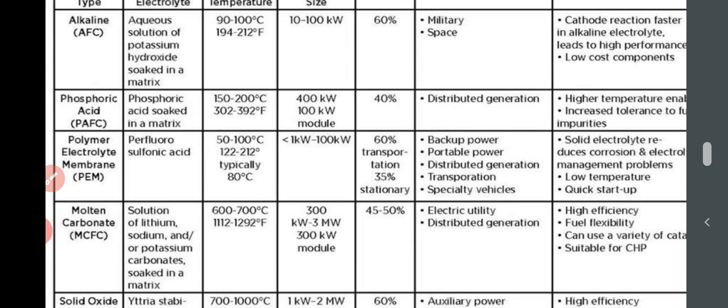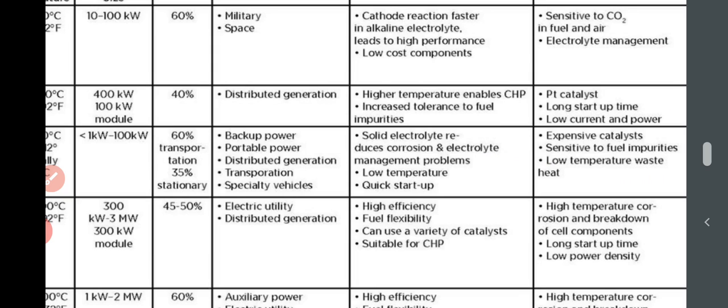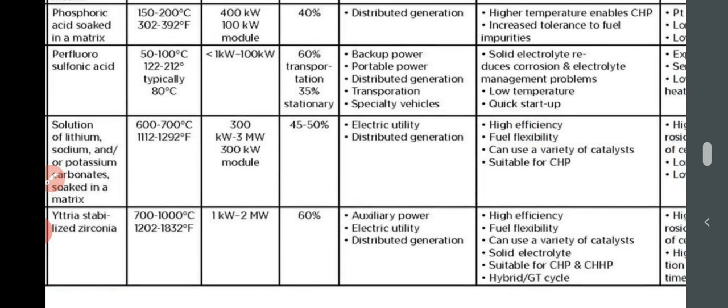Now, in case of polymer exchange membrane, the major application is backup power, portable power, distributed generation, transportation, and special vehicles. In case of advantages, as we use solid electrolyte, it reduces corrosion, and also quick startup. The catalyst is expensive, sensitive to fuel impurities, low temperature waste heat, because this low temperature heat you cannot use for any purpose.